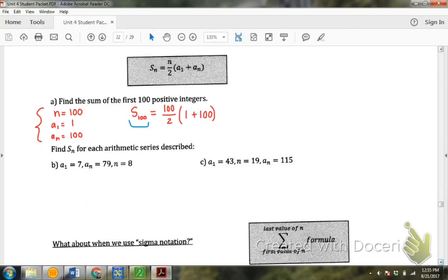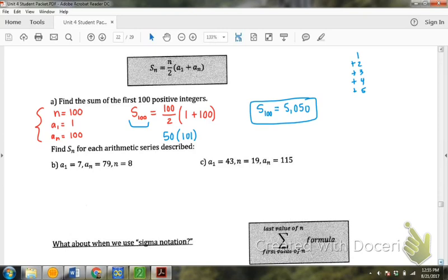Okay. All right, so 100 divided by 2 is 50 times 100 plus 1 is 101. And if I do 50 times 101 in my calculator, what do you get, Olivia? 5,050. Anybody else get the same thing? Yeah. So that would be the same as if someone sat over here and did 1 plus 2 plus 3 plus 4 plus 5 all the way up to 100. Isn't this formula a much faster way of doing that? Right?